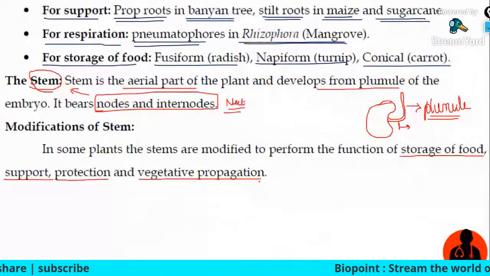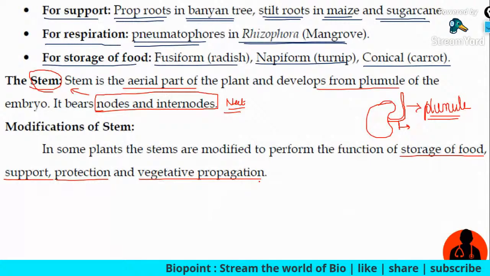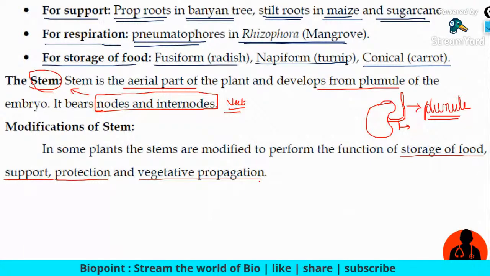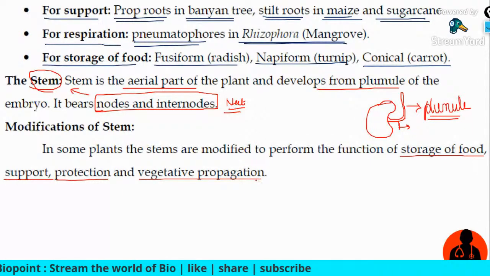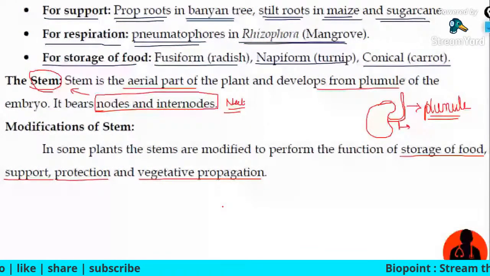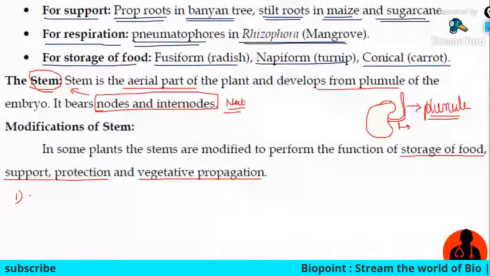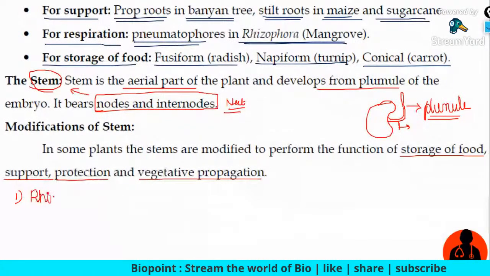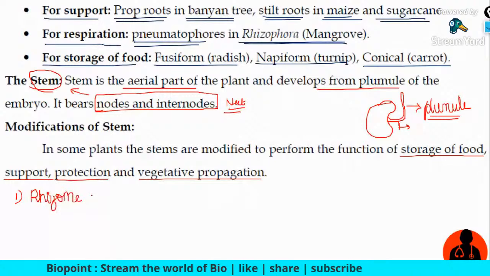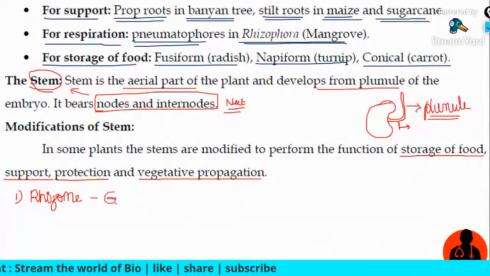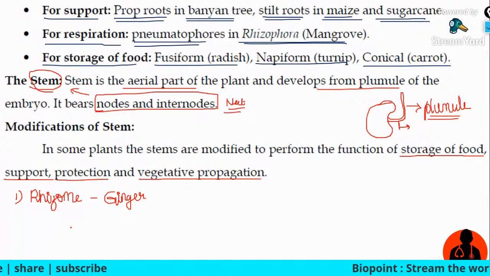There are many functions for stem. Some of them are storage of food, support, protection, and vegetative propagation. Now we are going to study the modifications of the stem. Just take it down along with me, guys. Number one, you have rhizome in ginger, which is an example of a modified stem for storage of food.